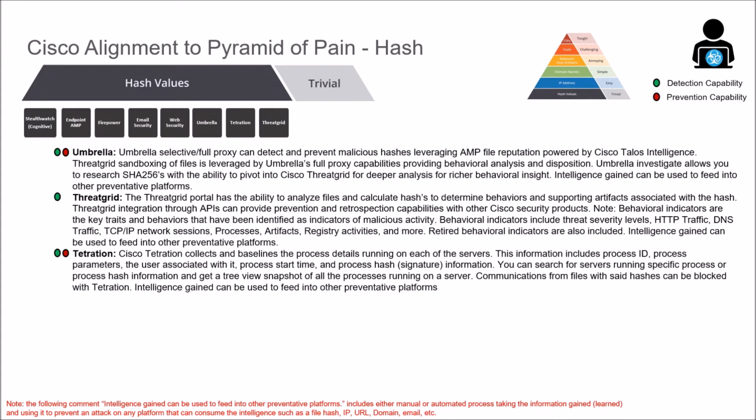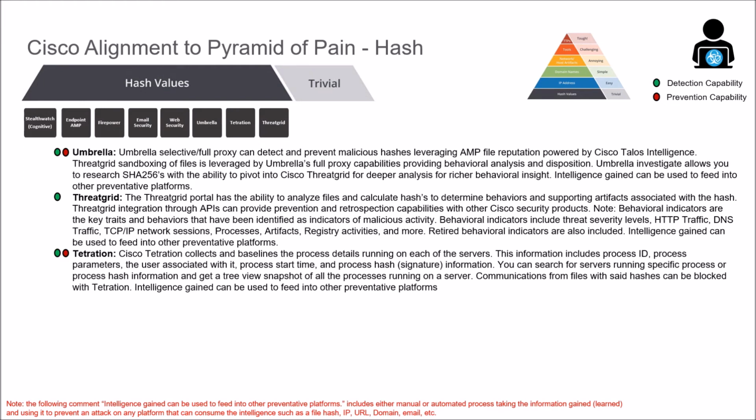Rounding this out, now we move into Umbrella, right? So obviously at the DNS layer, we're not going to do very much in regards to hashes, but Umbrella becomes more, that SASE you might hear, right? Secure Access, Secure Edge, or Secure Internet Gateway. And so now you have the ability to do selective or full proxy capabilities within the offering. And now that you're proxying, we have the ability to prevent malicious hashes, leveraging AMP file reputation, obviously powered by Cisco Intelligence. You have ThreatGrid sandboxing of files leveraged by Umbrella's full proxy capabilities, right? Providing behavioral analysis and disposition.